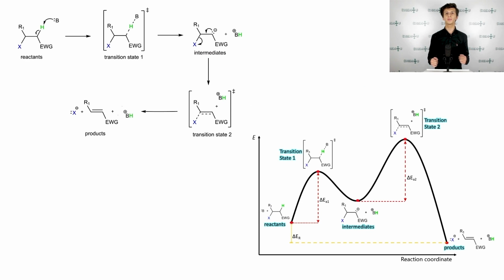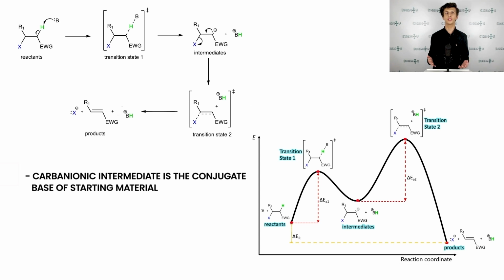First, the CH bond is broken, which leads to the formation of a carbanionic intermediate. The second step is represented by the CX bond break, which leads to the formation of a pi bond and an anion. Such a reaction is called E1CB, elimination from the conjugate base, because X is eliminated from the carbanionic intermediate, which is the conjugate base of the starting material.